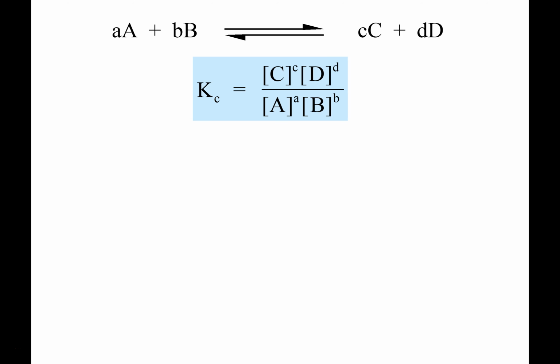This is an equilibrium constant expression. And then in the denominator, we put the molar concentrations of the reactants raised to their stoichiometric coefficients. That's it. That's your first look at the equilibrium constant expression.